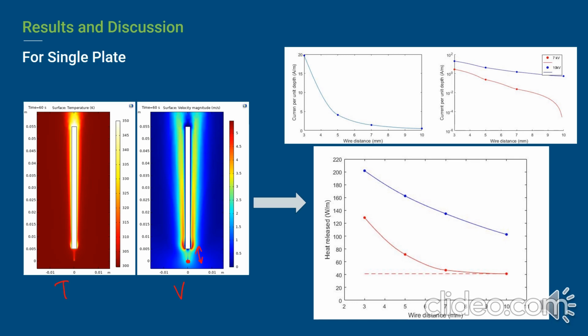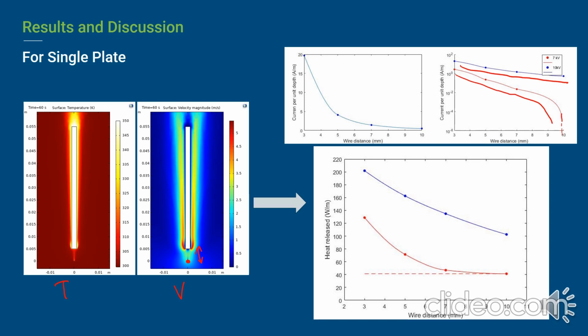And in the second figure, you can see that this blue one is for 10 kilovolts and this red is for 7 kilovolts, and there exists a point somewhere around here after which the electric field is no longer strong enough to ionize the air, and thus the phenomenon of ionic discharge stops. And after this, there is no enhancement in heat transfer.